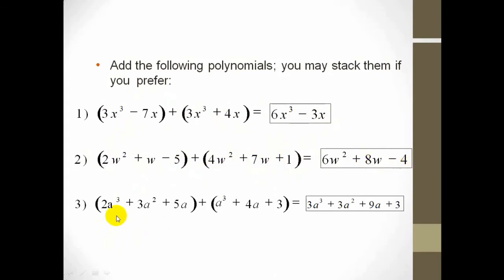minus 4. Similarly, for the addition of these two polynomials, 2a cube and a cube are like terms. So add the coefficients 1 plus 2, 3. And 3a square does not have any like terms, so 3a square is as it is. And 5a plus 4a are like terms, so add the coefficients 5 plus 4, 9. And 3 is the constant term. This constant term has no other like term, so plus 3 is as it is.